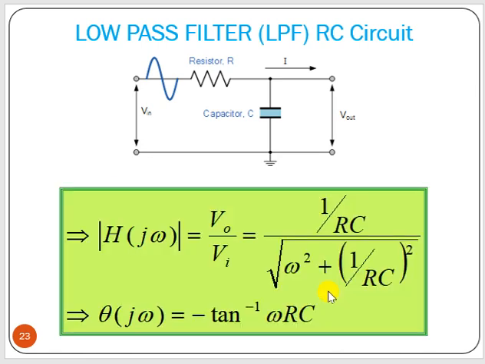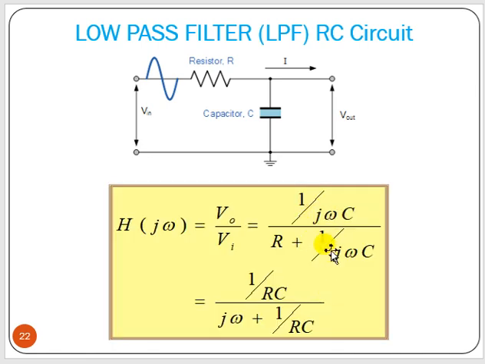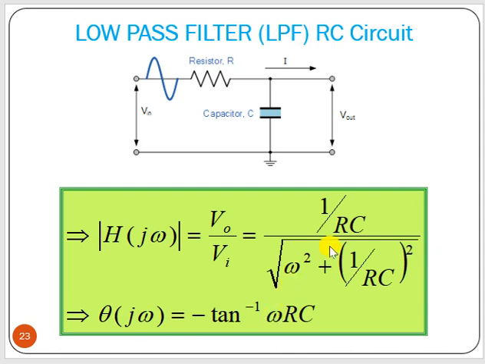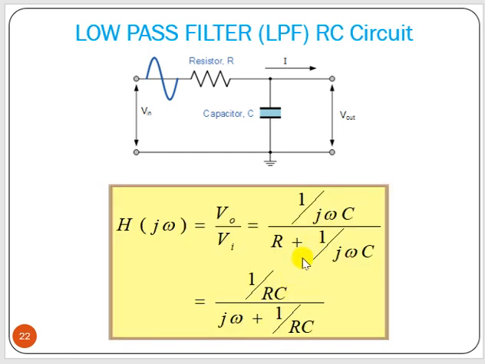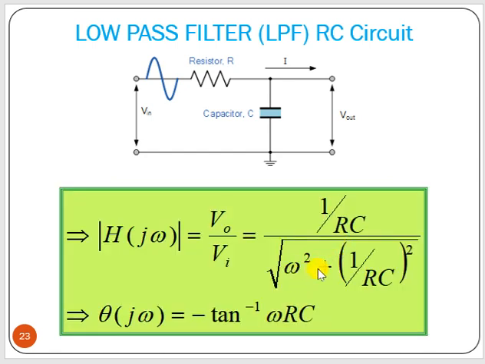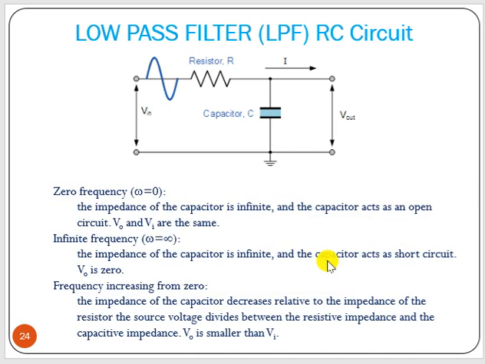Now we can write this term as 1 by RC over omega square plus 1 by RC whole square. And similarly, minus tan inverse omega RC, that is the phase angle.